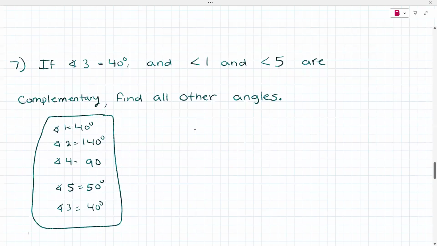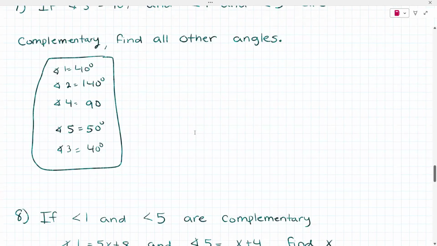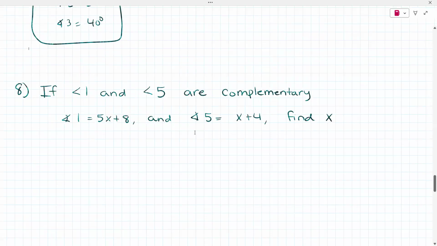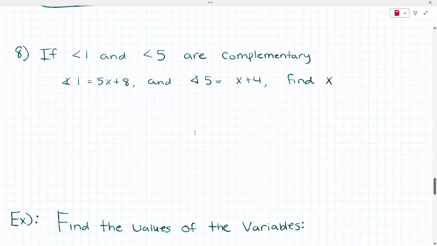Okay, that was number 7. Number 8, if angle 1 and angle 5 are complementary, and angle 1 is 5x plus 8, and angle 5 is x plus 4, find x. So they just want to find x. So you don't even have to look at the image.